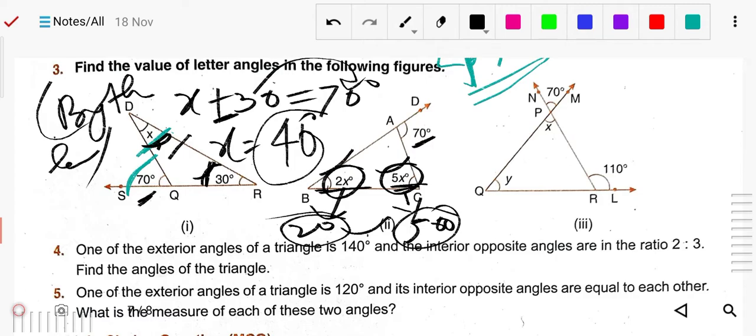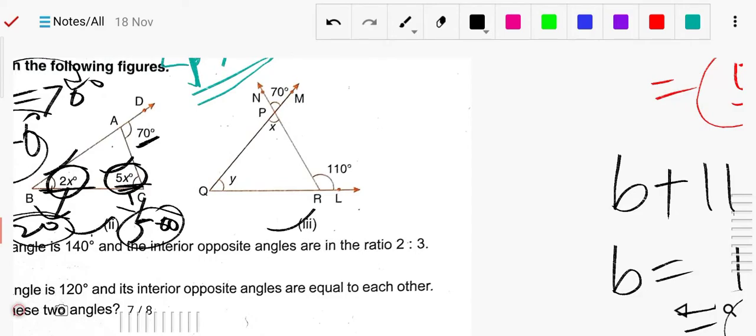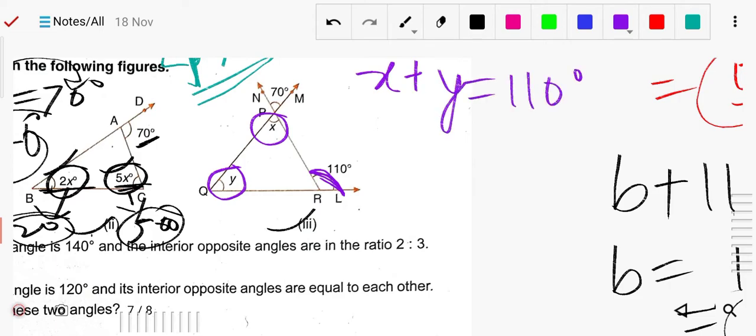Okay. Now number 3. Let's see number 3. In this number 3, how will you solve? First of all, this is the exterior angle. So the sum of these two angles will equal this angle. It means x plus y equals 110 degree. Okay. Now here one angle should be known, then we can find the other one.